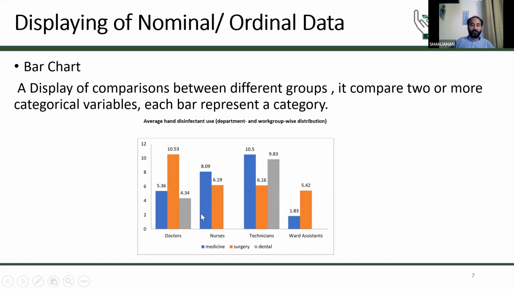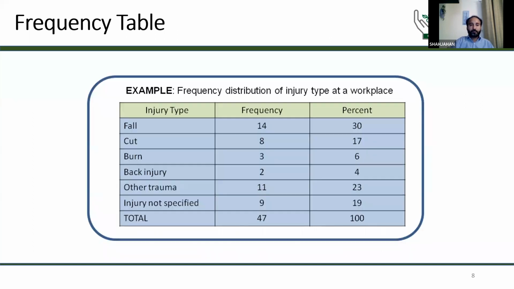So you can easily judge what is going on in the data. You can see that the ward assistants' data is very low here, 1.83 only. And mostly, if you look at the doctors, the surgery doctors are using more hand disinfectant. So by this graph, it is very easy to visualize the results of your data.